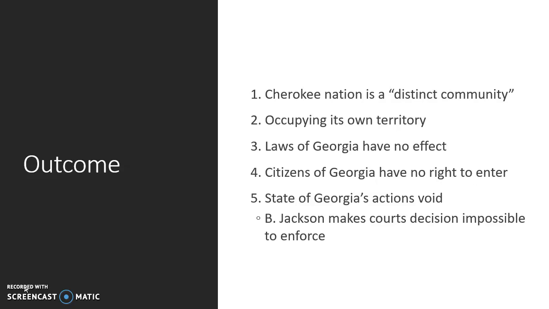However, the outcome of this one, much like Cherokee Nation, is that Andrew Jackson makes the court decision impossible to enforce. As we know, what happened shortly after these cases is the Indian removal. And as you have read in your chapter, what happens as a result of that is that tribes are removed. Other Cherokee Nation members do stay on their lands, but there is a devastating effect on the Cherokee during this time as a result of the removal.